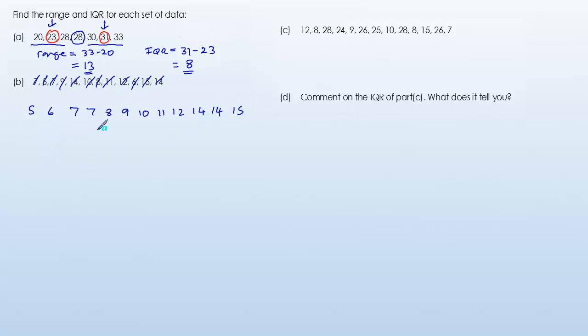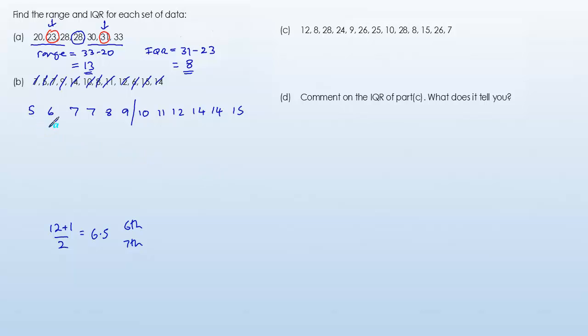Let's just count them. 1, 2, 3, 4, 5, 6, 7, 8, 9, 10, 11, 12. And we started with 12 as well. So we've probably got it right. So 12 pieces of data. 12 plus 1 divided by 2. So that's going to be 13 over 2, which is 6.5. That means that the median is between the 6th and 7th pieces of data. 1, 2, 3, 4, 5, 6. So the median is 9.5.